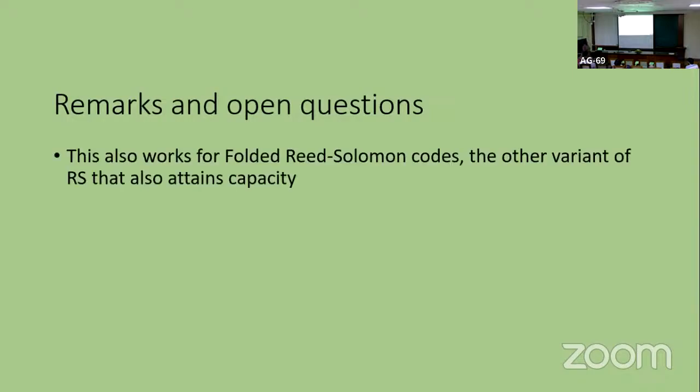So a few remarks and open questions. Everything that I just said also works for folded Reed-Solomon codes, the other variant of Reed-Solomon that also attains capacity. So we basically have near linear time decoding algorithms for both variants of Reed-Solomon codes that can be decoded up to capacity.